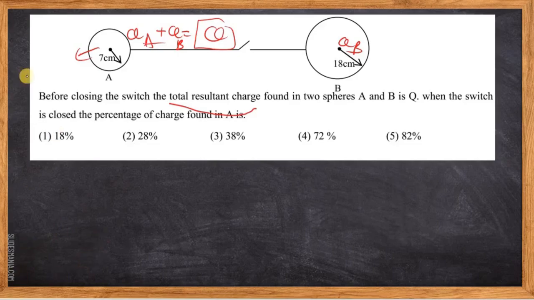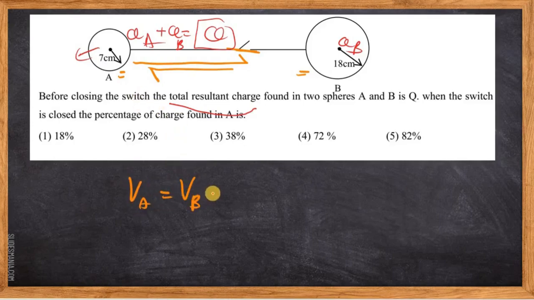Remember students, once these two are connected, the potentials of these two will be equal. Until then, the charges will be exchanged between them. So potential should be equal, that means VA should be equal to VB. What's the potential equation? It's 1 over 4 pi epsilon naught, Q over R. So this is the equation I'm going to use here.